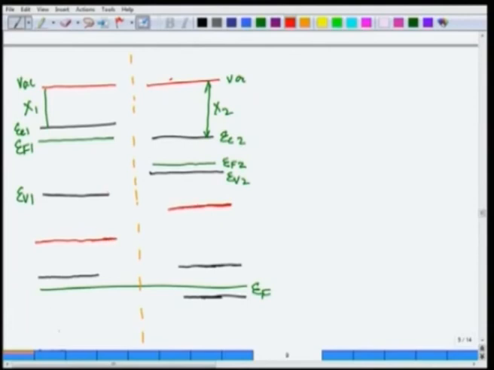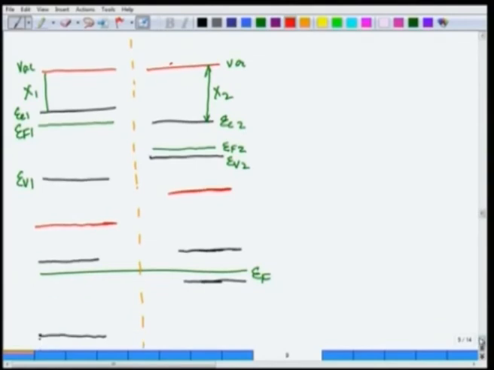So, now let us label them. So, this is EV and EC, and remember now I am not writing EC1 and EC2 because now it will be continuous. So, I have joined them. So, there will be one valence band level and one conduction band level. It may change from place to place, but I have to join them together.